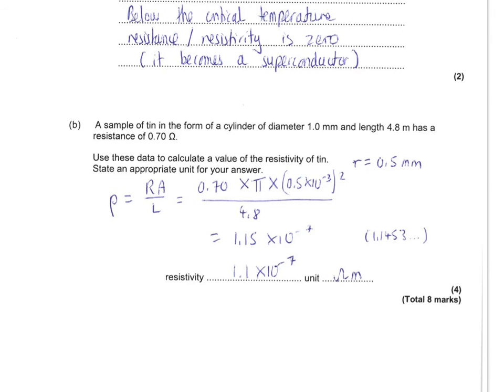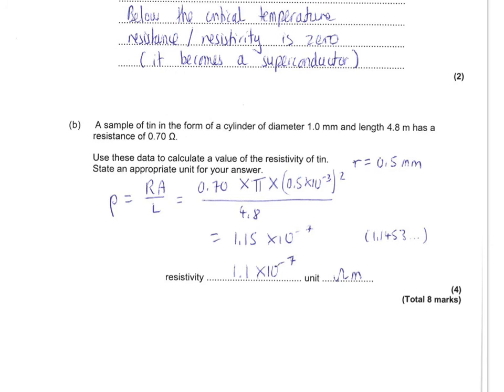That leads you to an answer of 1.1453 times 10 to the minus 7. If you were rounding that to 3 significant figures, you would say 1.15. But if you were rounding it to 2 significant figures, 1.1 times 10 to the minus 7 would be the best answer.